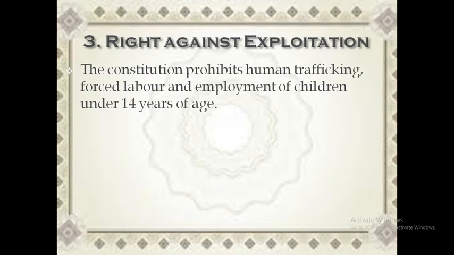Right against exploitation. Earlier, the workers were exploited. That means they were told to work for more hours and they were given very little compensation for the very hard work they did. The constitution prohibits human trafficking, that is, kidnapping a person from one place and transporting them to another and forcing them to work. It also prohibits forced labor, that is, slavery, and employment of children below 14 years.